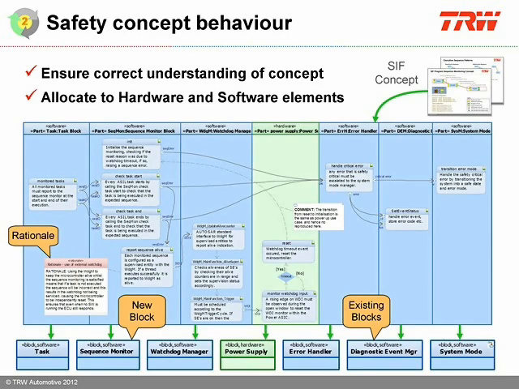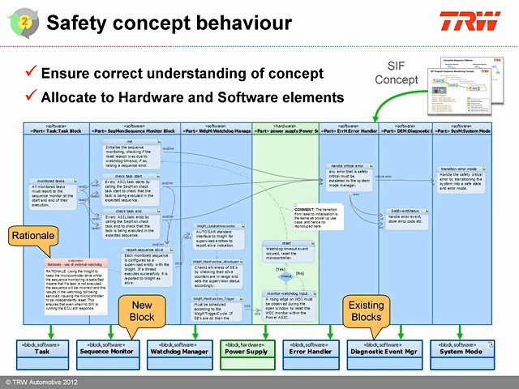The SIF concept is modelled in the physical architecture using an activity diagram. This not only ensures that the SIF concept is understood correctly by the ECU architect, but it also facilitates the mapping of the SIF concept into the architecture. We again use swim lanes to allocate the SIF's behaviour to hardware and software elements within the physical architecture. This may result in the creation of new hardware and software elements, or the modification of existing elements. The activities are realized as operations within the hardware and software blocks that represent the swim lanes.